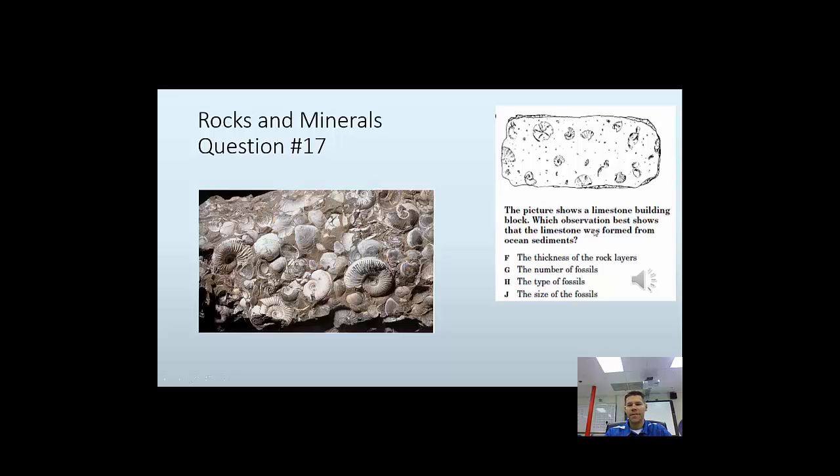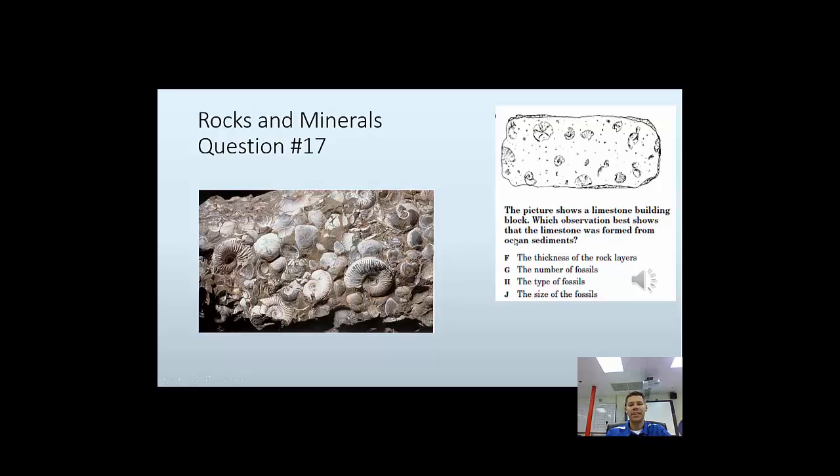The picture here shows a sedimentary rock known as limestone. Which observation best shows that the limestone was formed from ocean sediments? So when you look at this rock, what observations can you make that would suggest to you that this rock in this picture came from the ocean?